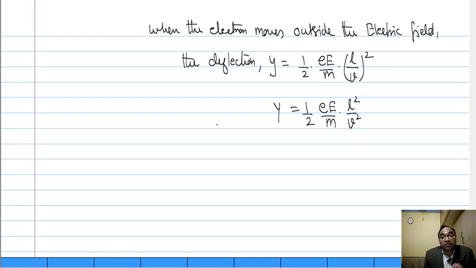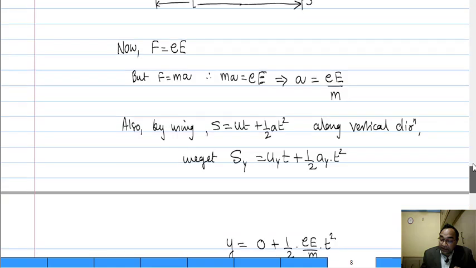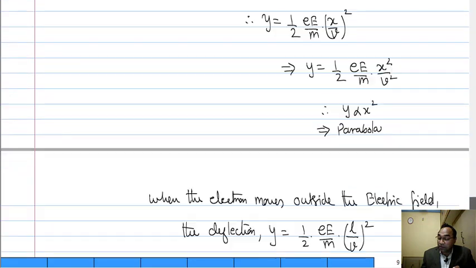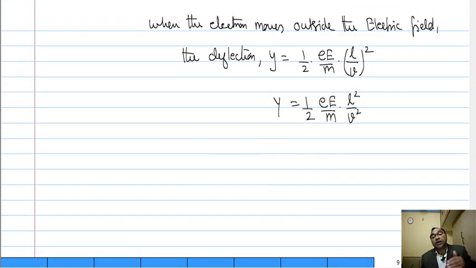The moment it comes outside the electric field, see in the diagram if I try to show, it is nothing but from O this plate to D. That is exactly what the deflection is when it comes outside. The moment it comes outside, now there is no force, hence it will start moving tangential to that path, it starts moving in a straight line.